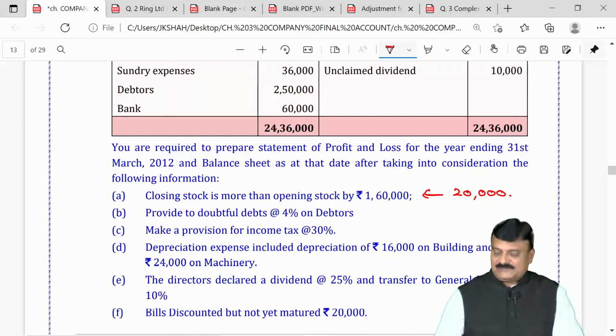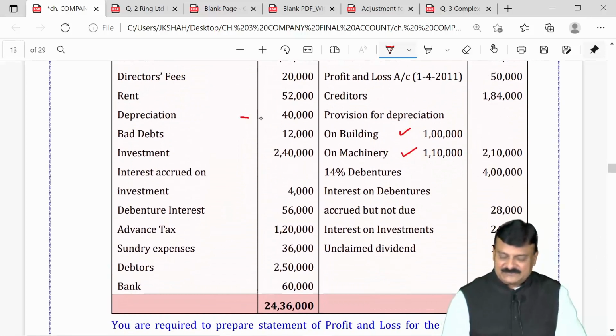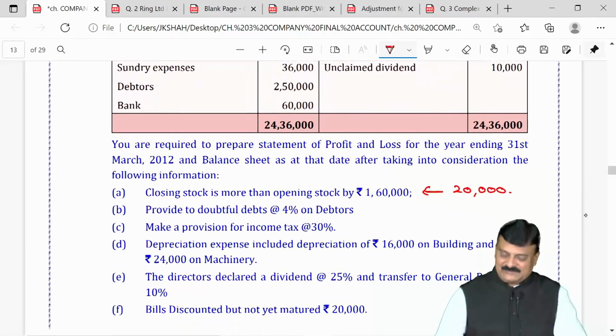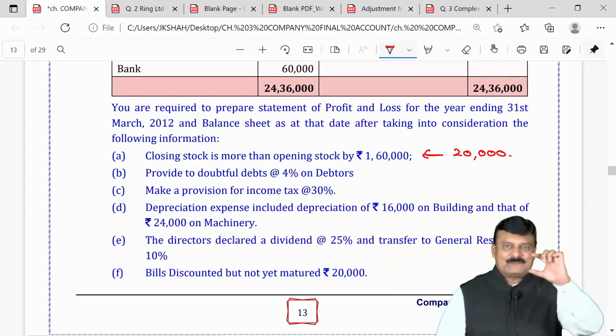Depreciation expense include. See, depreciation is already given in the trial balance, students. Here it is 40,000. Means current year's depreciation is already charged. That 40,000 consists of 16,000 on building and 24,000 on machinery. Directors declared a dividend at 25%. Already taught to you, friends. Dividend declared will not come in our balance sheet. We have to write that footnote which I already taught you, right? That 4-5 lines footnote which was taught in the previous sum.